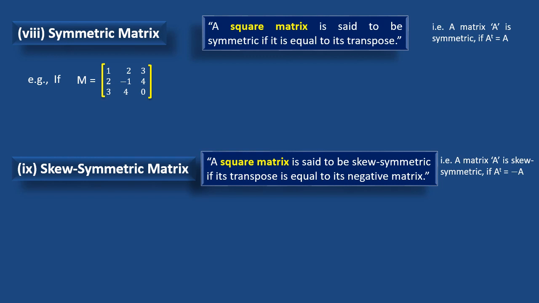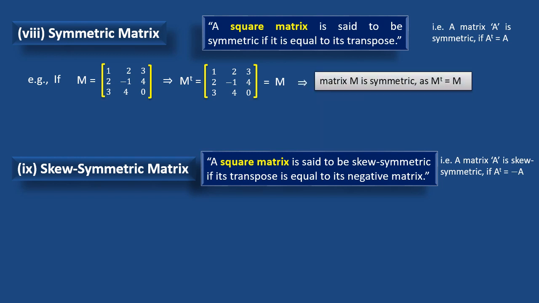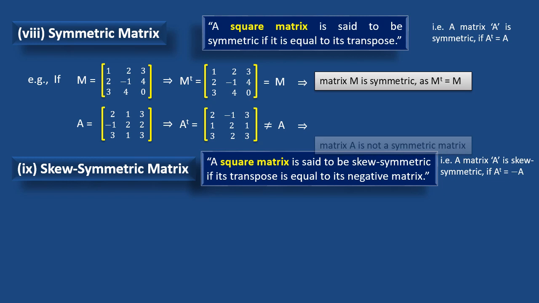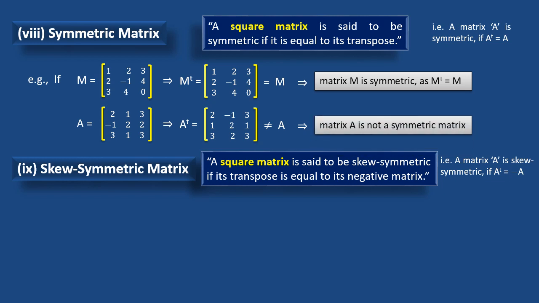Consider, for example, this matrix M. To check whether it is symmetric or not, we find its transpose and we get the same matrix M. So, matrix M is symmetric as M transpose is equal to M. Consider another matrix A. This is its transpose, which is of course different from A. So, matrix A is not a symmetric matrix.